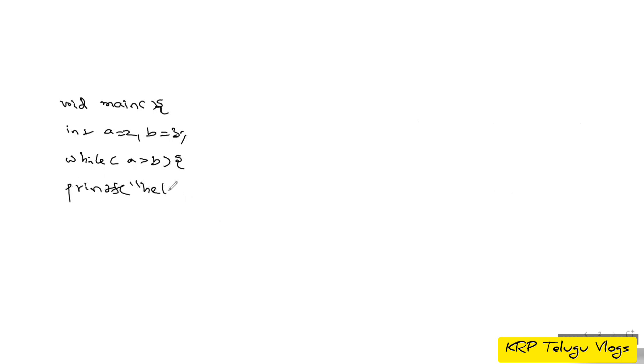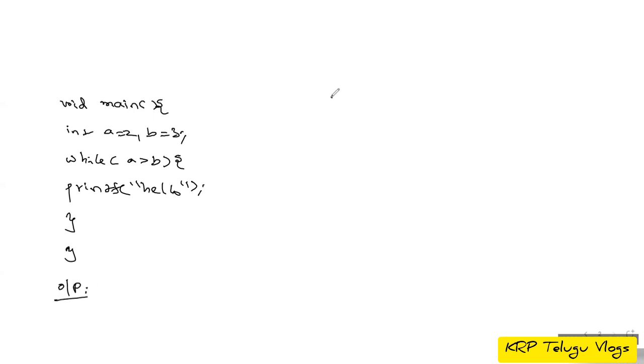So I will write a program for while and do while. So I'm having void main. int a is equal to 2, b is equal to 3. While a greater than b, printf hello. I'll close this one. So what is the output here?